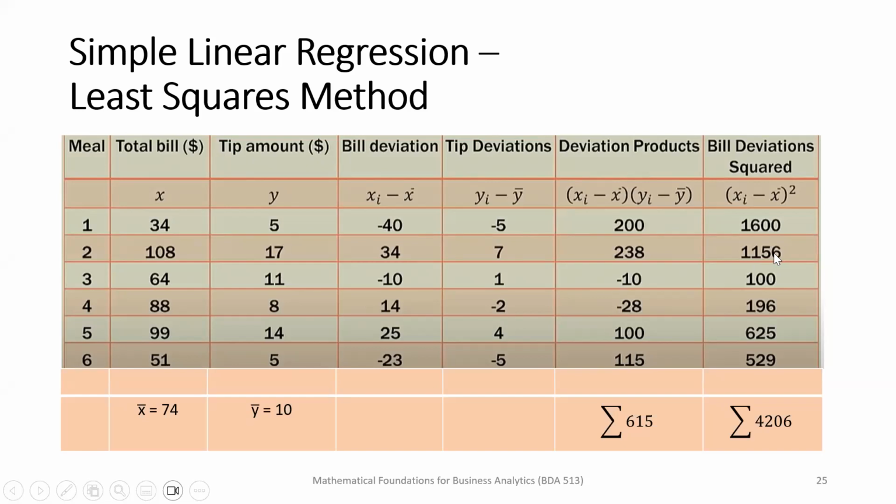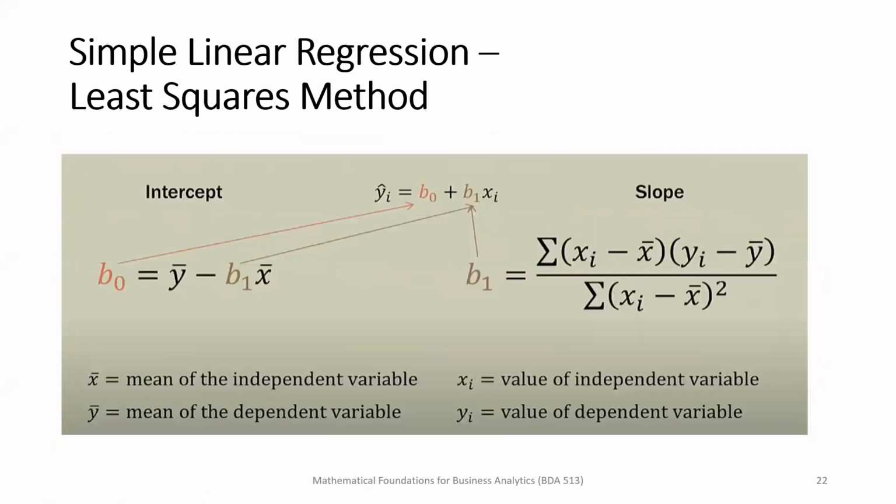1,156. If we square negative 10, we get 100. If we square 14, we get 196. If we square 25, we get 625. If we square negative 23, we get 529. And then we find the summation of them all. So the summation of the squares is the denominator.